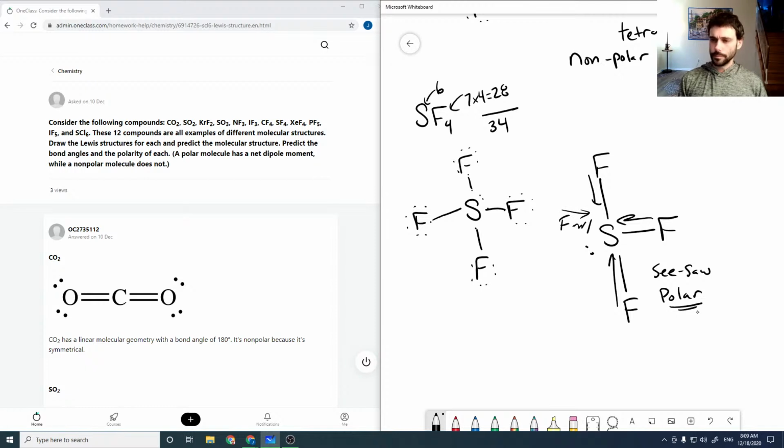And these angles, because of the lone pair here, will be less than 90. So everything will be squished together a little bit.